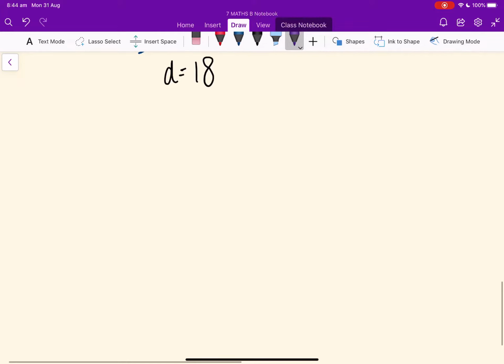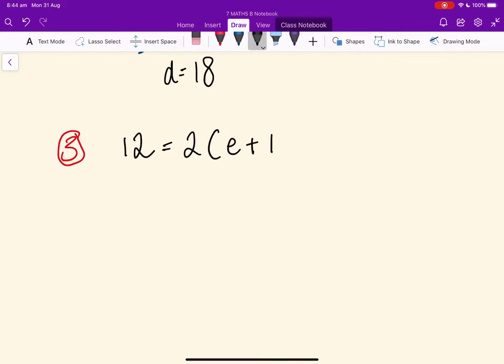Okay, let's just do one more example. 12, and this is probably as hard as the questions get. So if you can understand how we get here, then you're really ready to go. So 2 brackets e plus 1. My first step is to highlight e because I want to get e by itself, okay?